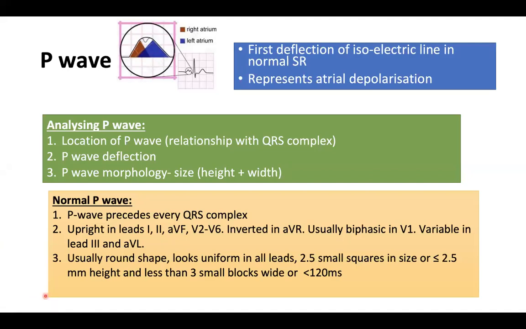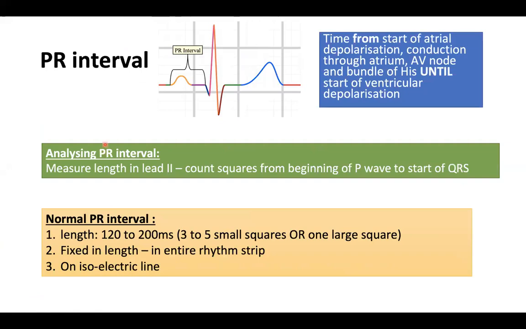Okay, moving on to the PR interval. The PR interval is the time from the start of atrial depolarization, conduction through the atrium, AV node, and bundle of His, until the start of ventricular depolarization. So from the start of the P wave until just before the start of the QRS.